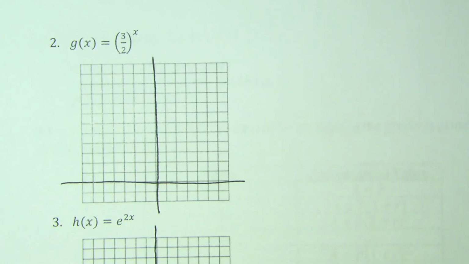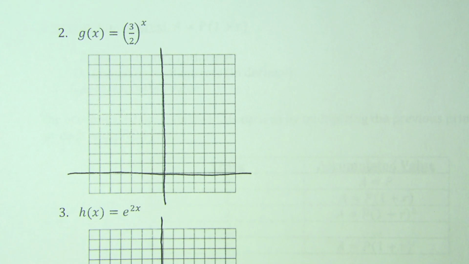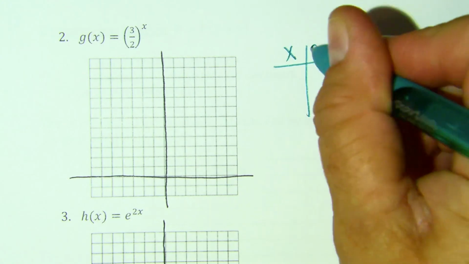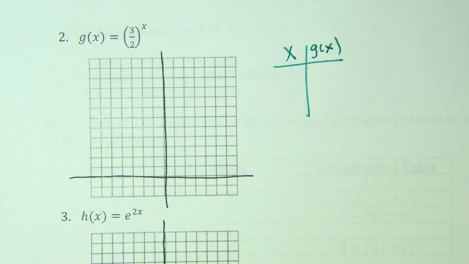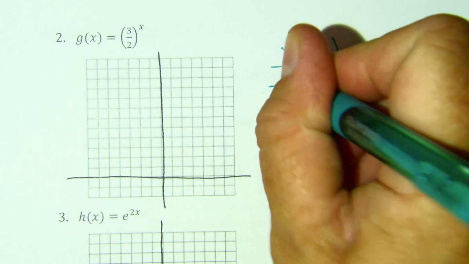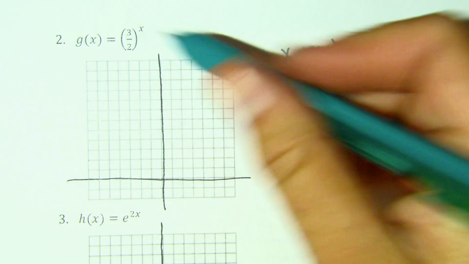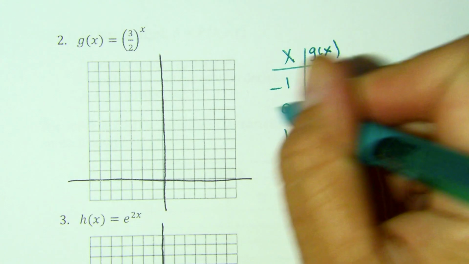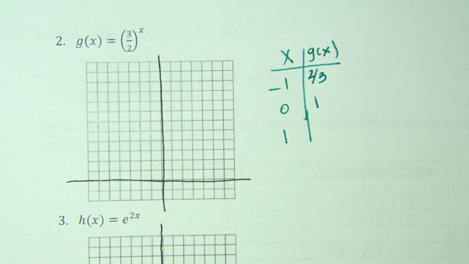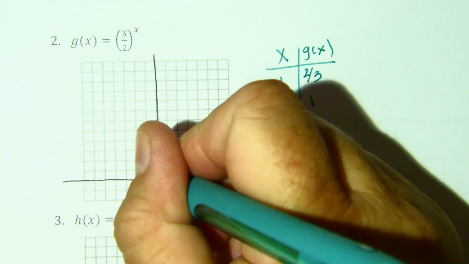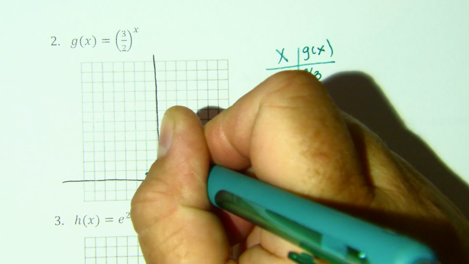Let's do some more examples here. In number 2, we have (3/2)^x. So this is pretty close to 1. We're going to have a pretty flat graph here. And I'm going to start just using a couple of points. I'm going to use just -1, 0, and 1. If I plug in -1, -1 essentially just flips this and I have 2/3. Plugging in 0, anything to the 0 power is just 1. And then plugging in 1, I have 3/2. So at -1, 2/3; at 0, 1; and at 1, 1 1/2.